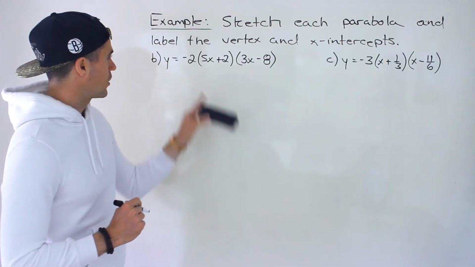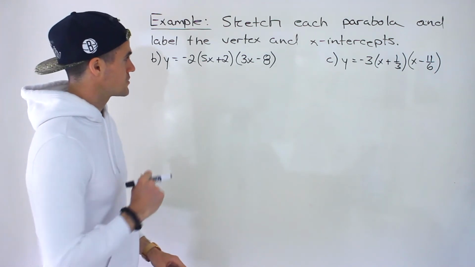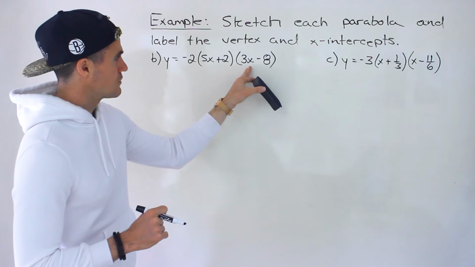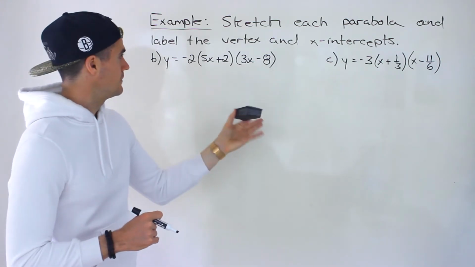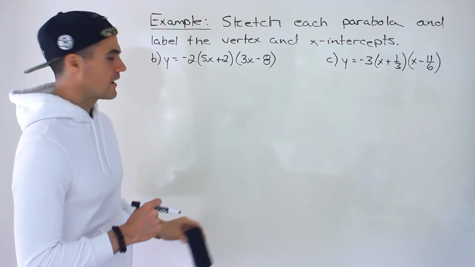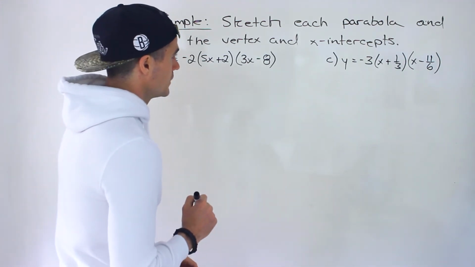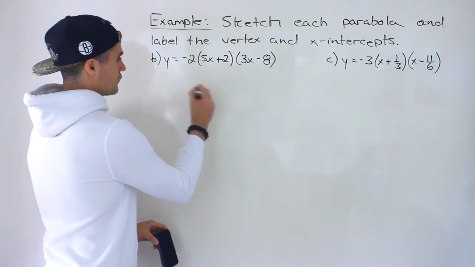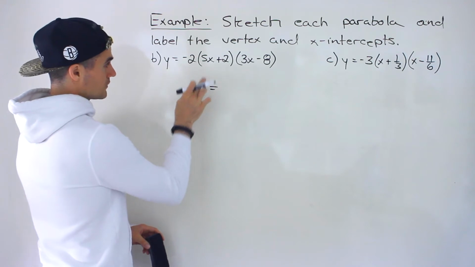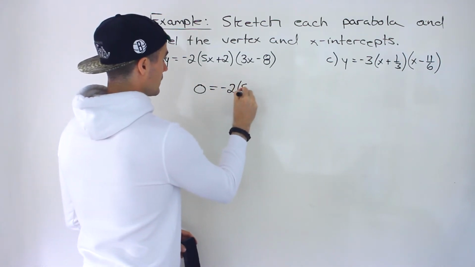Now moving on to part B, we've got y equals negative 2 times (5x plus 2) times (3x minus 8). So notice that these factors here, they're in the same format as part A. It's just we have this a value now of negative 2 that we'll have to incorporate into the calculations, but that's not going to be too big of a deal. So for the x-intercepts, same thing. Let's figure out what x values would give us a y value of 0. And then we'll write everything out.